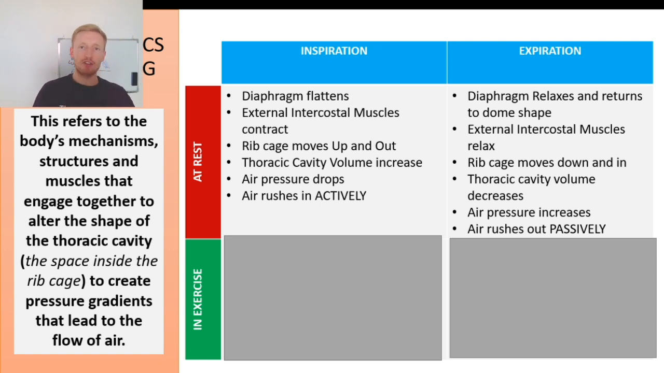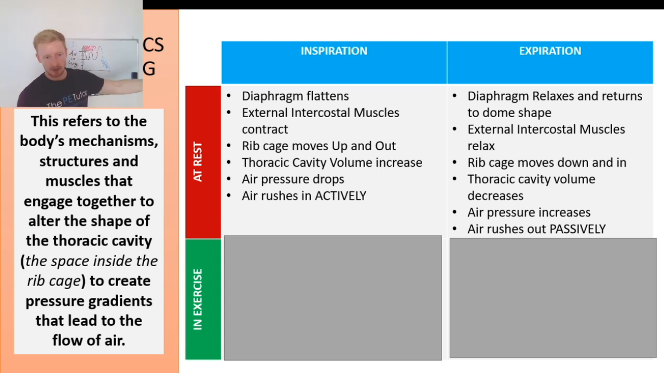Contract the external intercostals, relax the external intercostals. Move the rib cage up and out, drop it down and in. Increase thoracic cavity volume, decrease thoracic cavity volume. And the result of all of that is this change in air pressure. And that is what allows us, well, it leads to pulmonary ventilation. This exchange of air from inside the body to outside the body.